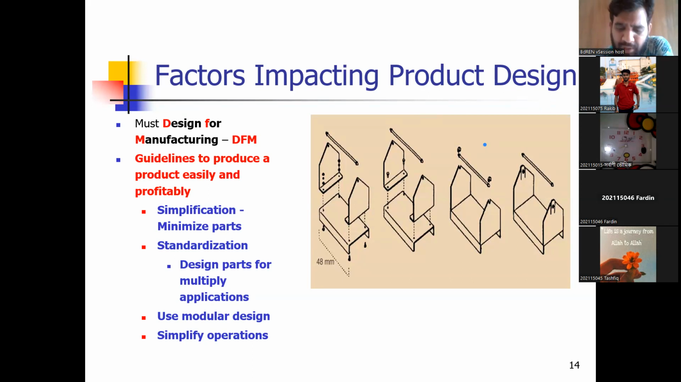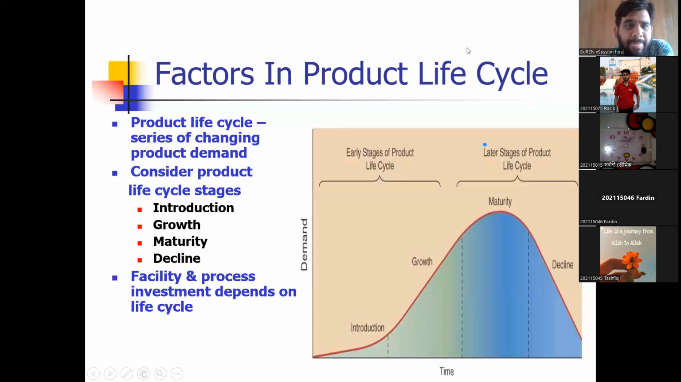So DFM, design for manufacturing or manufacturability, is very important. These are the issues you must consider when you are designing the product. And then, factors in product life cycle. These are not so important, however. When you are designing a product, will you choose the design? Will you choose a design that is already available in the market?